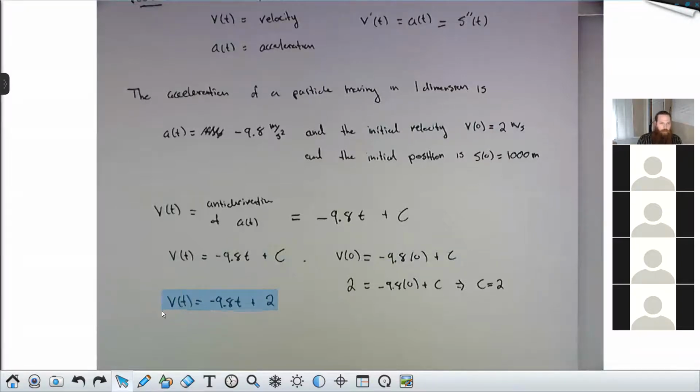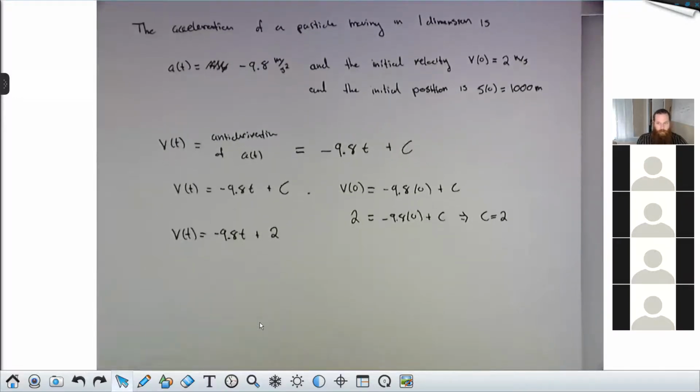You want to know how fast you're going or in what direction at any moment from the second you jump out of the plane at time t equals 0, you plug the time into this function and it will tell you. At time t equals 0, my velocity would be 2 because this piece would be 0. At time t equals 1, just 1 second later, my velocity would be like negative 7 because it would be negative 9.8 plus 2. So this is your velocity function.